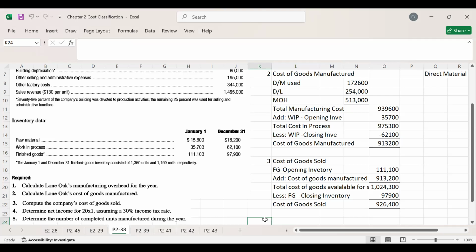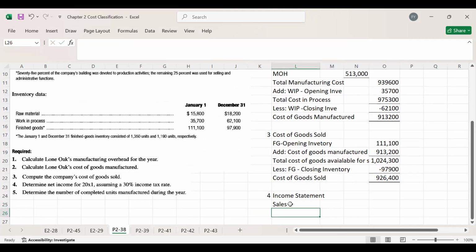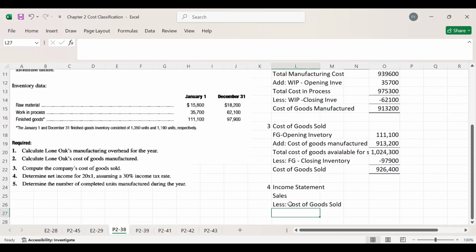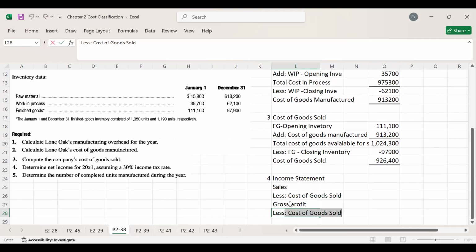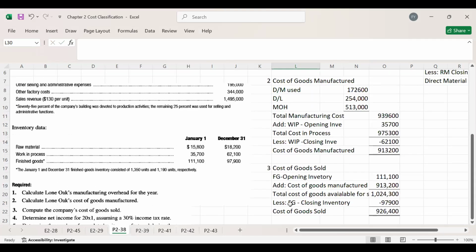The next requirement, requirement number 4, is to calculate net income. Obviously, we calculate net income by preparing an income statement. In the income statement, we have sales, from which we deduct cost of goods sold in order to get gross profit. Then we deduct selling and admin expense. Then we get income before tax. Then we have income tax?